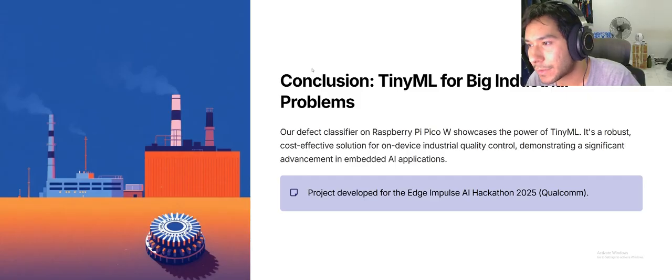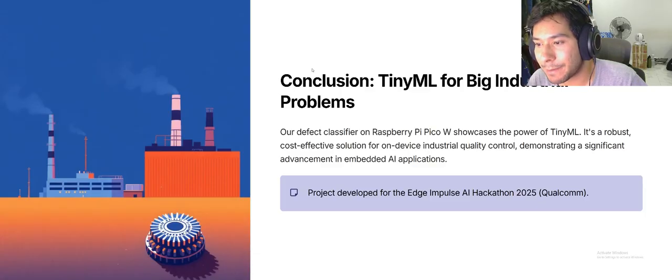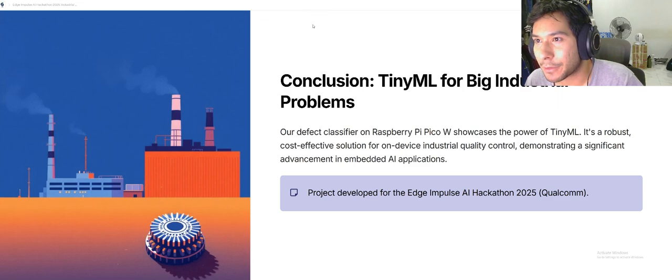And finally, just how much of an impact tiny machine learning can have on the big industry, right? We can help in quality control, as well as demonstrating that AI applications can help in production and reduce costs, as well as help in other fields.